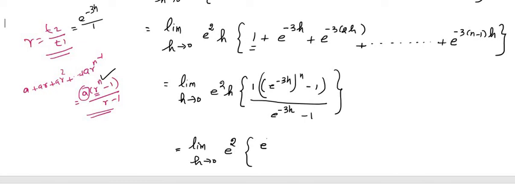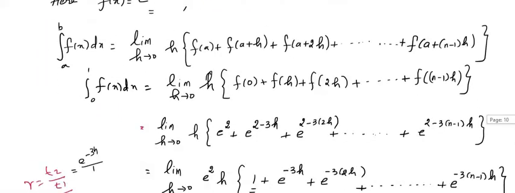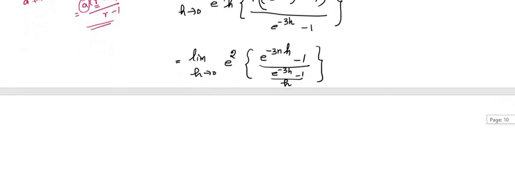e^(-3nh) minus 1, whole divided by (e^(-3h) minus 1), whole divided by h. This h I took inside, then to the denominator. Therefore (e^(-3nh) minus 1) by (e^(-3h) minus 1) by h. Now, wherever we have nh can be replaced. We know the formula, we know the value of nh. What is nh in this question? nh is 1. Therefore, you replace nh by 1. Then what will you get?